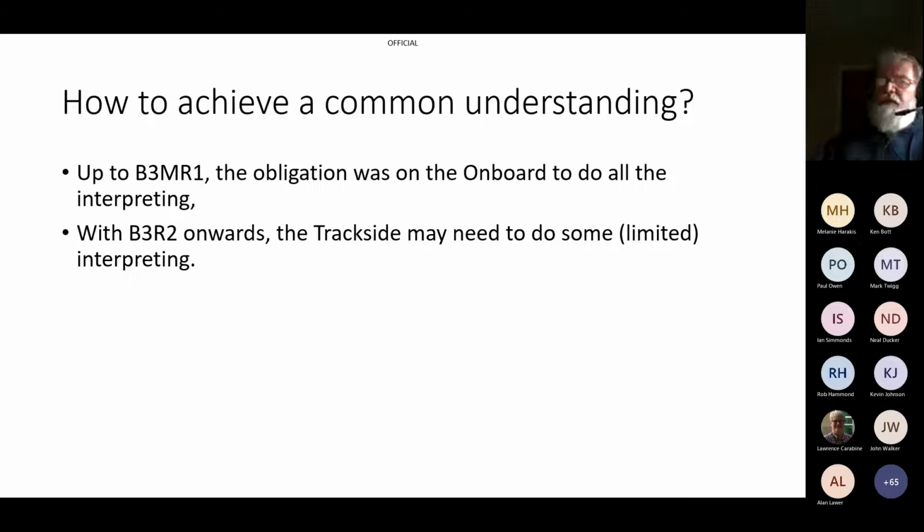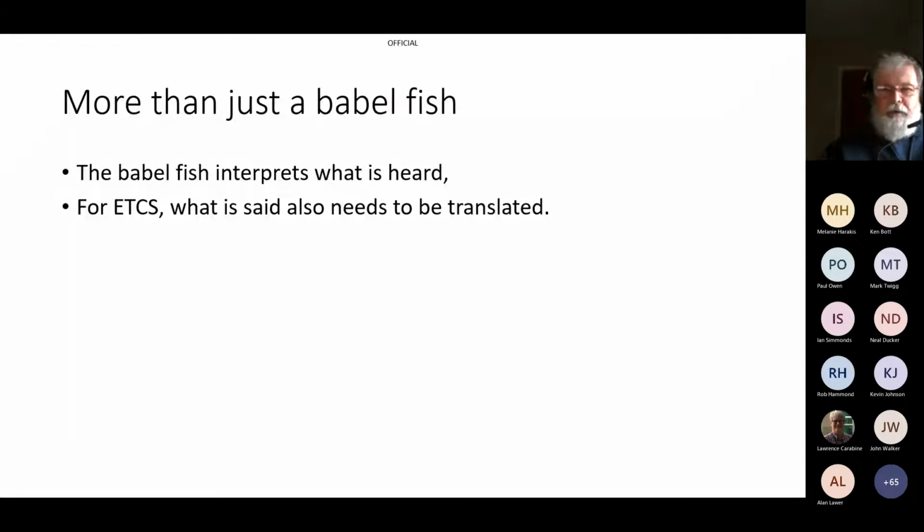So we're going to need to achieve this common understanding. And if we just let them communicate, there's a good chance that they'll get it wrong. And some of you will remember this video. So you may remember that from Hitchhiker's Guide to the Galaxy.